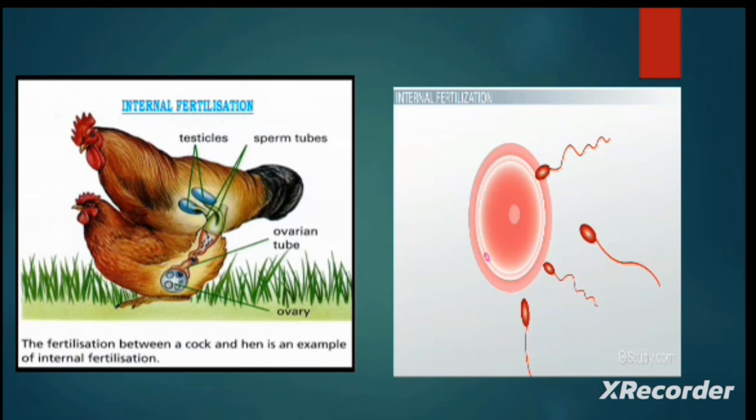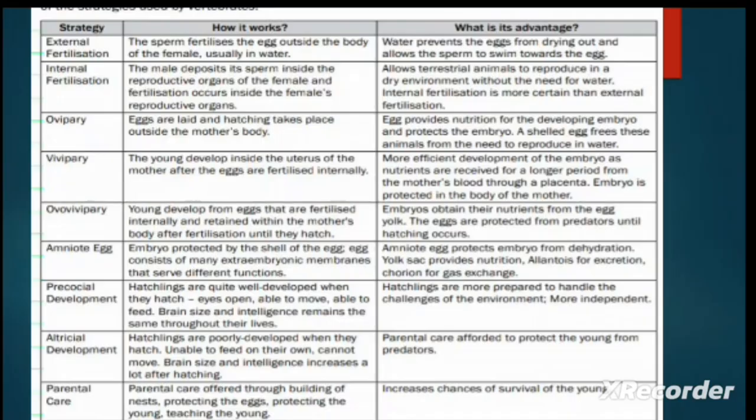So if they ask you in the question paper the type of fertilization, once you see that, know that you're going to choose from the two fertilizations, external and internal. You only have two. Don't be confused. So we have oviparity, which is a strategy. Eggs are laid and hatching takes place outside the mother's body.